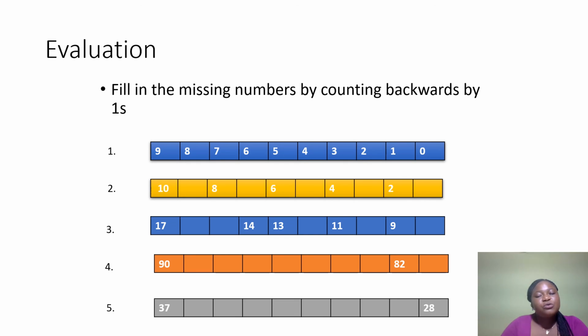Then from 82, we move to which number? The next number. We have the last number, which is 37. From 37, we have 1, 2, 3, 4, 5, 6, 7, 8 missing numbers. So we fill in, then move on to the next number, which is 28. So in question number 1, we have 9 to 0, and we have to move backwards. That's already been done for you. Okay, so let's fill in the missing numbers that we have here.